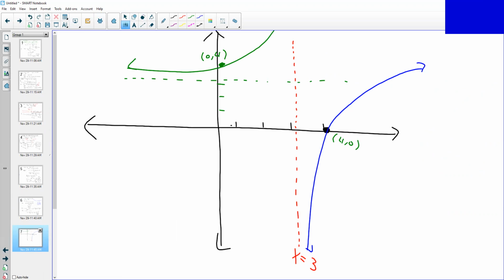Does it make sense? Question? And we'll stop.